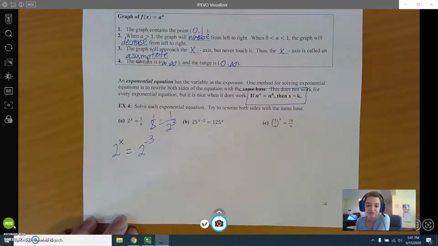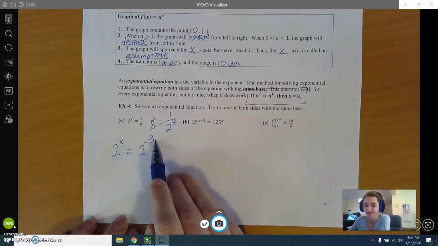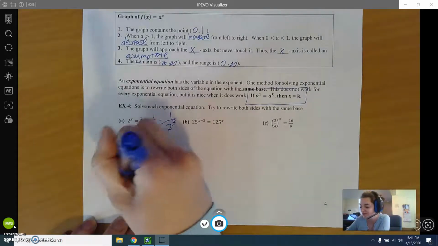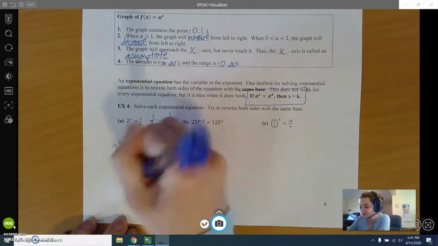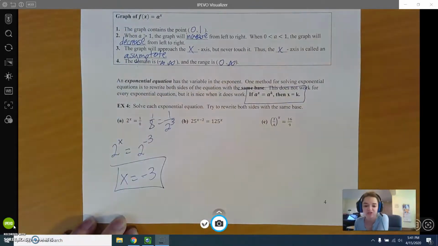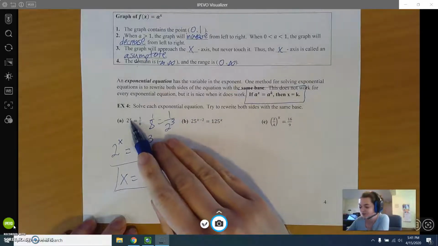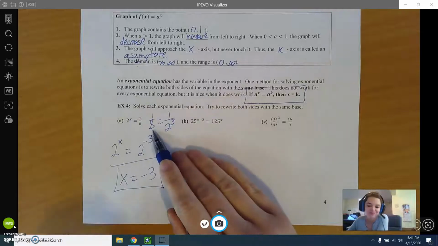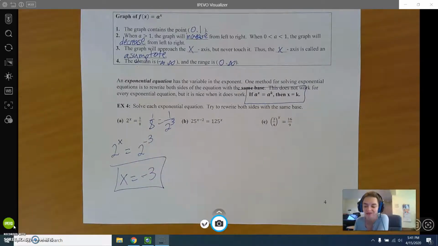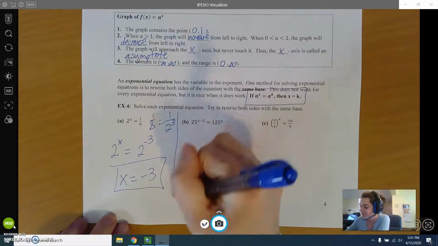Since they have the same base, I know the exponents have to be equal to each other in order for both sides to be equal to each other. So my exponents are x and -3, so what I know is that x has to equal -3. That's the only way that they'll be equal to each other, okay? And you can plug it back in to double check yourself if it helps. 2 to the negative third equals 1/8, so we did great. Okay, let's do another one.